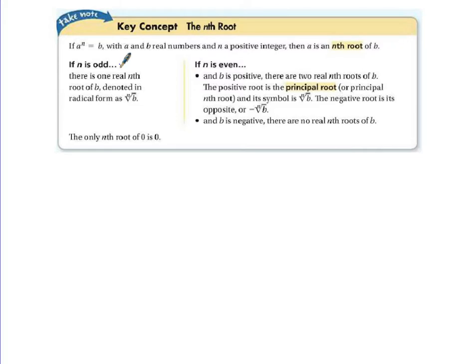If n is odd, so if the index is odd, if the exponent here is odd, then there is one real nth root of b, denoted in radical form as the nth root of b. And I've already showed you that. The only nth root of 0 is 0. So I could go 0, and I'm looking for the third root of 0. What is it? It's 0. Okay? So that's all that's saying right there.